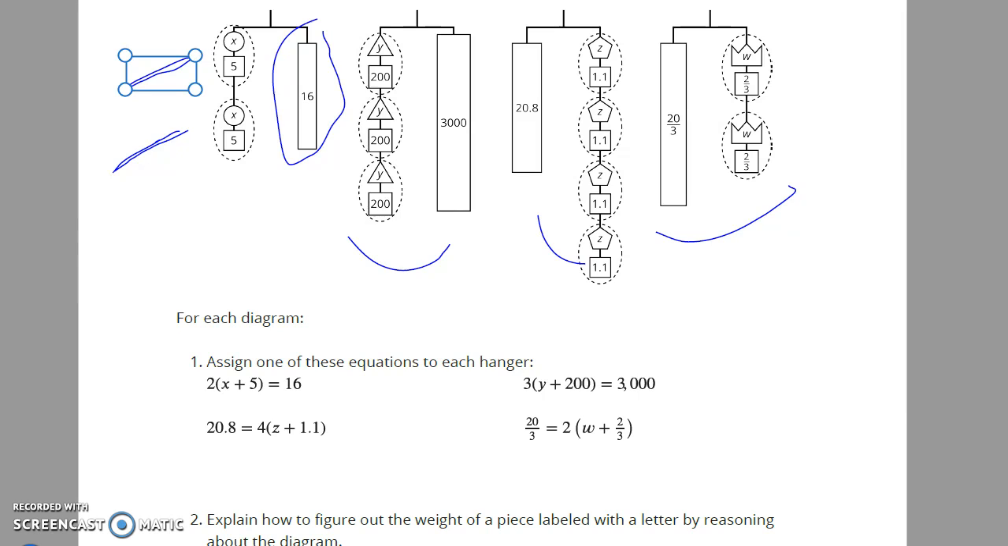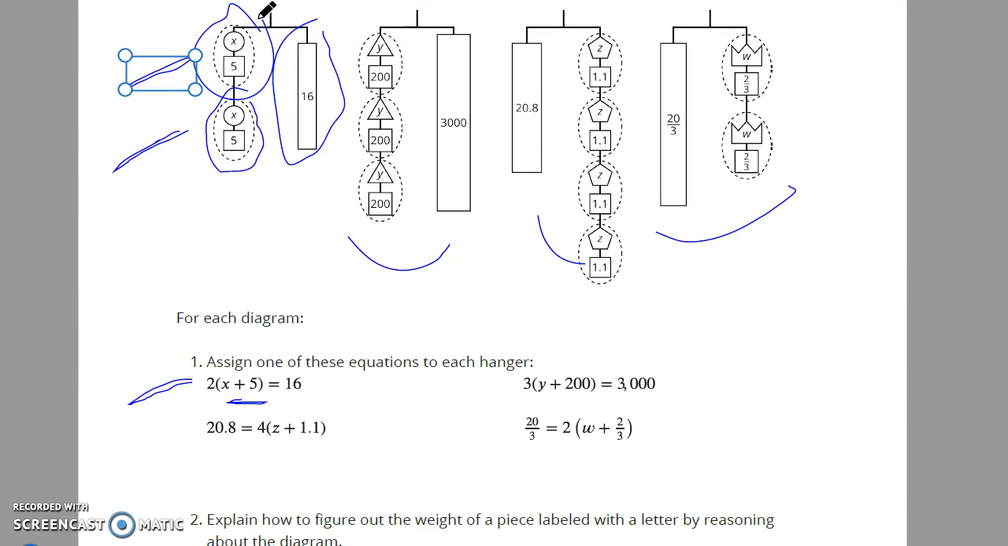We have this first one. If we look at it, we have 2x plus 5 equals 16. Now, these circles indicate a pairing. If you look, x plus 5. There's 2 x plus 5's, thus 2(x + 5) equals 16.